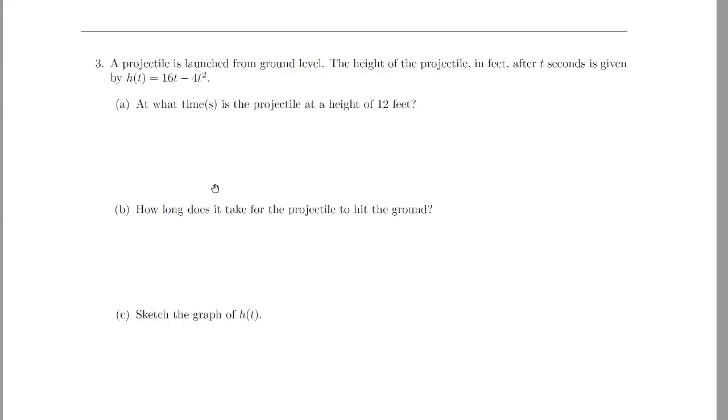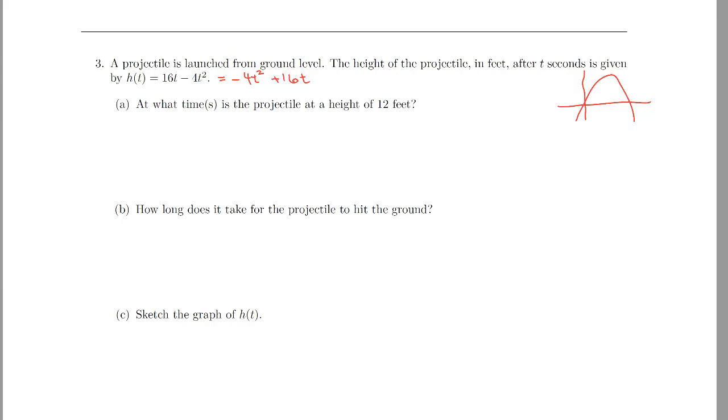A projectile is launched from ground. The height of the projectile in feet after t seconds is given by this equation, which I can also say is negative 4t squared plus 16t. It opens down because of that negative. The parabola is going to look something like this. And now we're going to start answering questions.